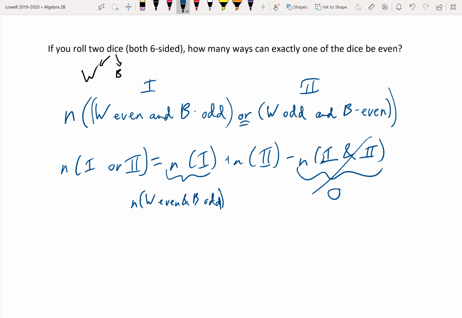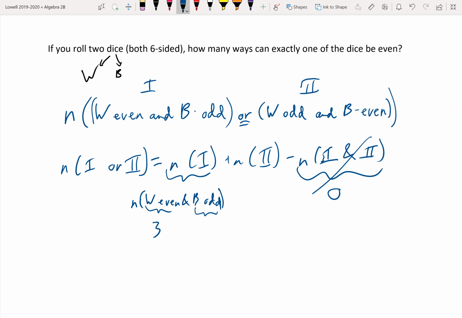So this one is actually not too bad, because how many ways could the white die be even? And then this is a scenario where you would look at them again separately. So again, how could the white die come up even? Well, there's three ways. There's 2, 4, 6. So there's three ways.